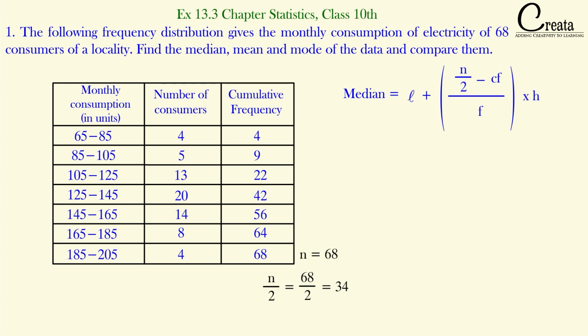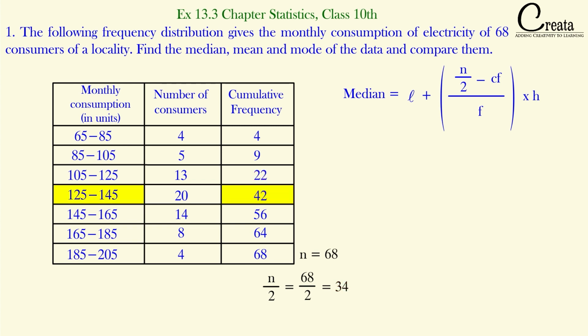If you refer to the third row, it has a total of 22 observations. Up to 22 observations, our third row comes into the picture. And after 22 observations, our fourth row starts, which goes up to 42 observations. So our 34th observation will be in the fourth row, this row. Got it? We have to locate in which row our n by 2 will come, which is 34. It will come in the fourth row.